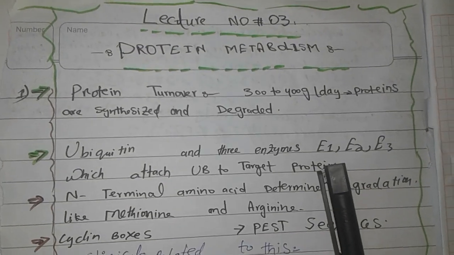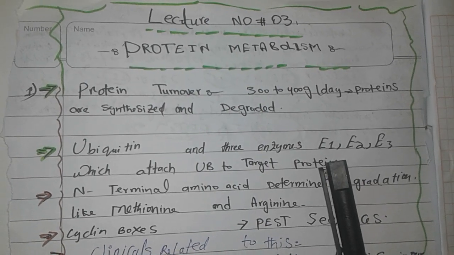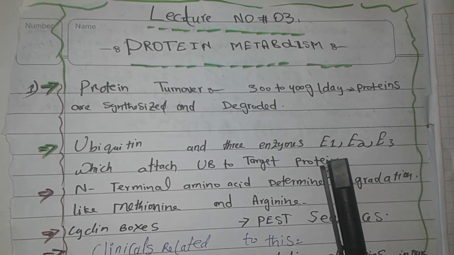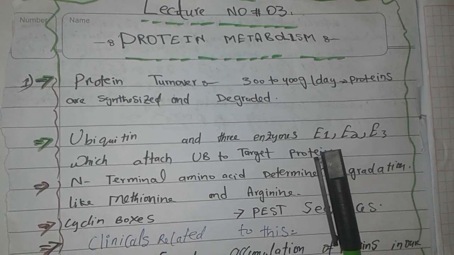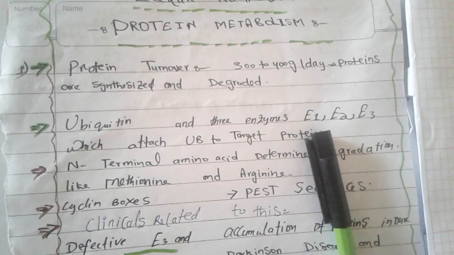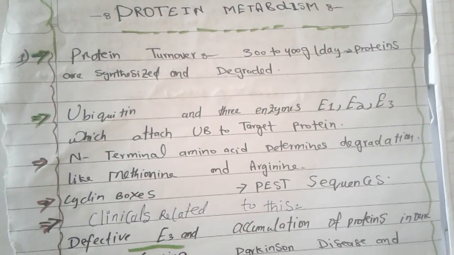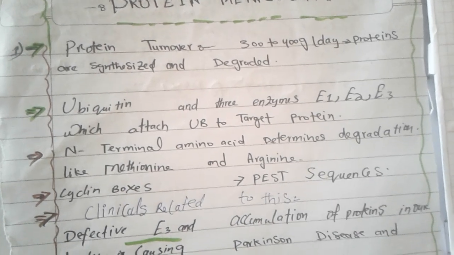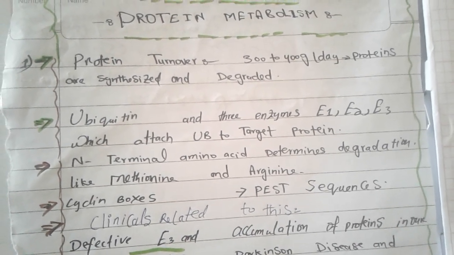As we have started a series of lectures on protein metabolism, this is lecture number 3 about protein metabolism. In this lecture we will discuss protein turnover in our body, that is, how much protein is synthesized and degraded per day. For example, in our body 300 to 400 grams of protein are synthesized and degraded per day.